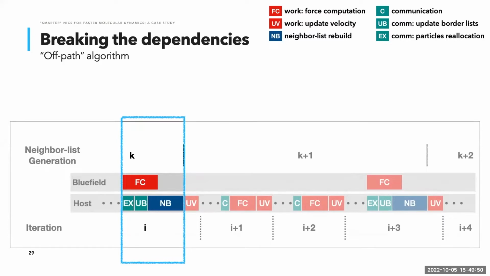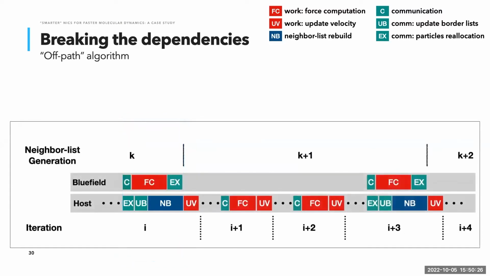The trick is that the force computation uses the old neighbor lists from the previous generation. So it is important to note that this is not an exact copy of the original MiniMD heuristic. We can consider our approach an alternative heuristic, a heuristic that exposes more task-level concurrency. We call this new heuristic the off-pass algorithm.